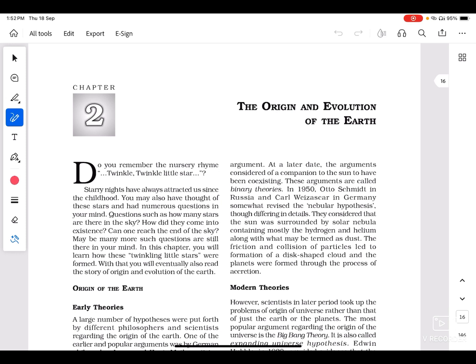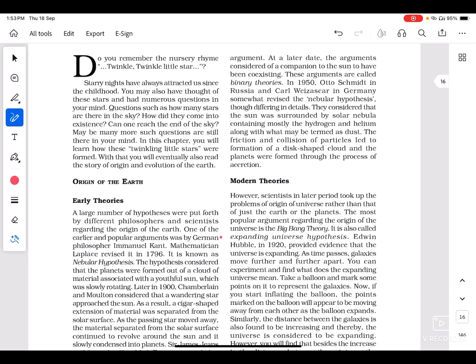Hello everyone. Today we are starting with chapter 2, the origin and evolution of the earth. The first topic that we are going to cover is the origin of the earth. The origin of the earth has been explained by multiple theories, and these theories are classified into two sets: early theories and modern theories.